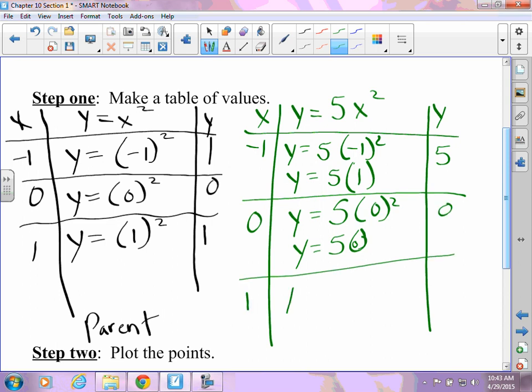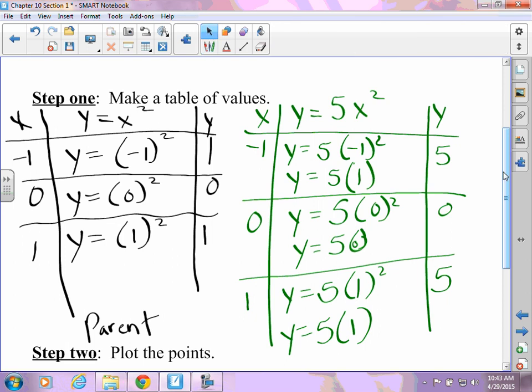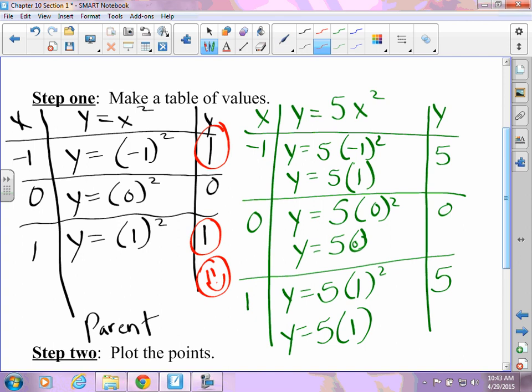Okay, now, before I continue with this, I want to show you something. Do you remember how I said on the parabola, what happens on one side has to happen on the other? Do you remember how I said that? Notice that I have a 1 here and I have a 1 here. Do you see that? That's a good thing. We want that to happen. If that doesn't happen, you did something wrong. Notice that I have a 5 here and I have a 5 here. That's a good thing. If you don't get that, you did something wrong. Okay, so you want that.